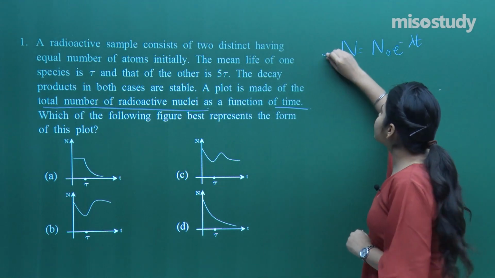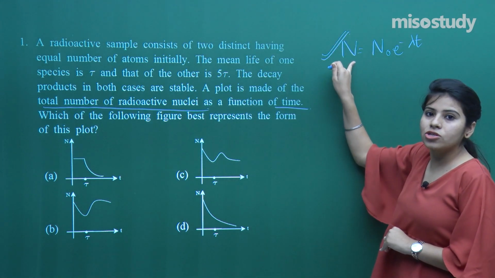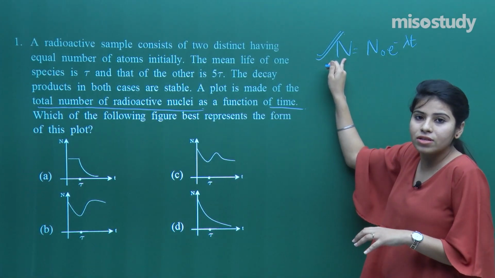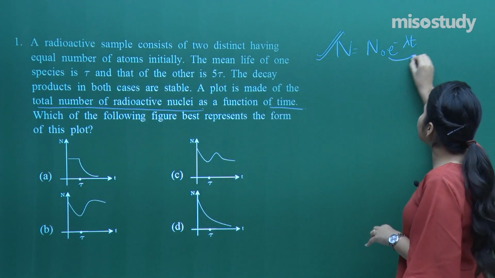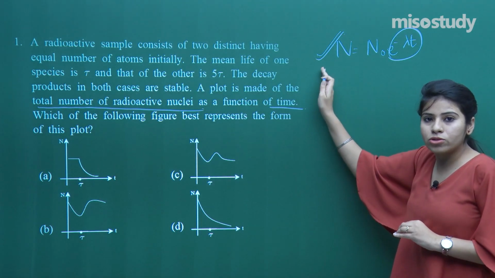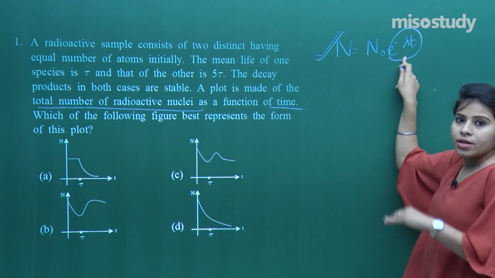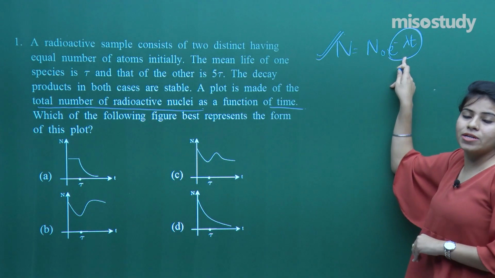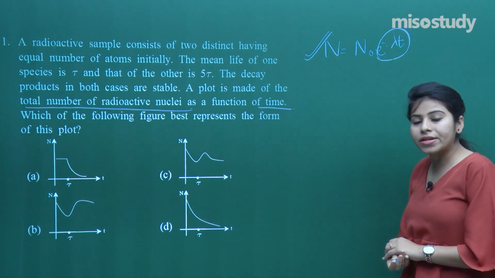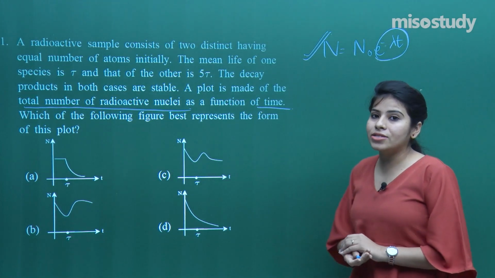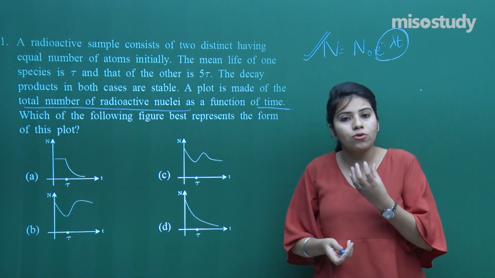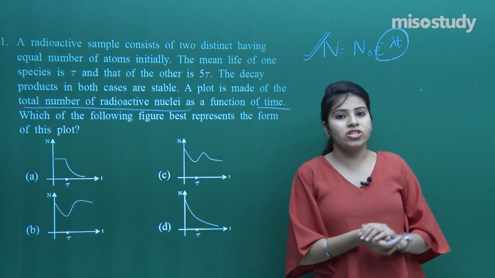Definitely, by this situation, N, the total number of atoms left after the decay, will be decreasing exponentially, because you can see that N equals N0 e raised to the power minus lambda t, where t is the time and lambda is the decay constant. So that means the atoms are going to decay exponentially.